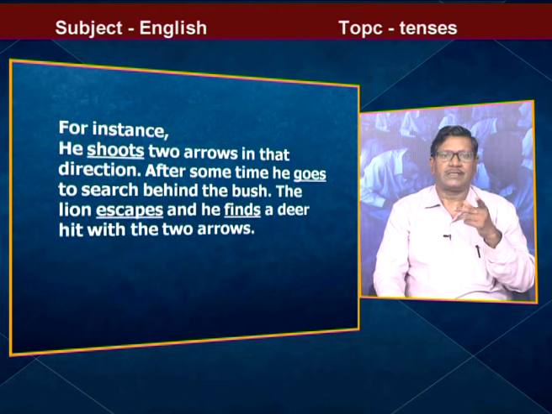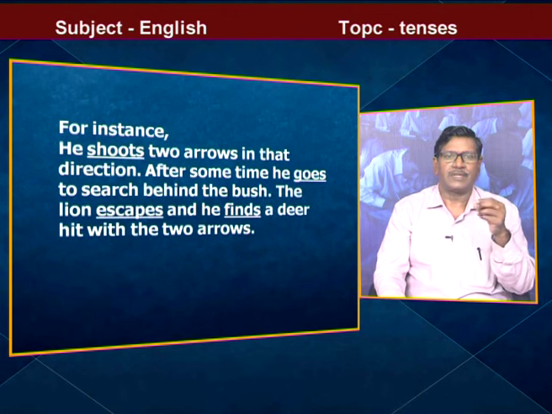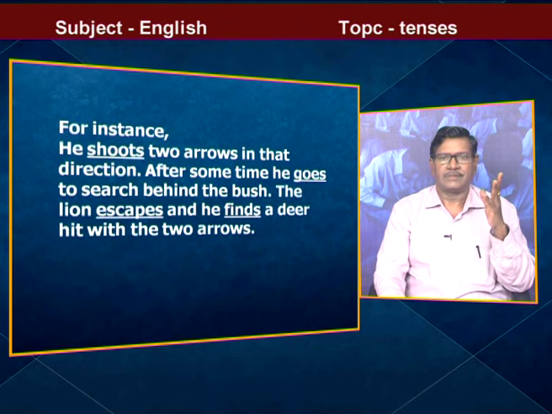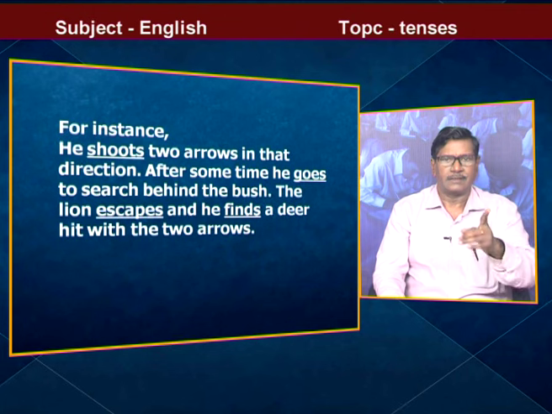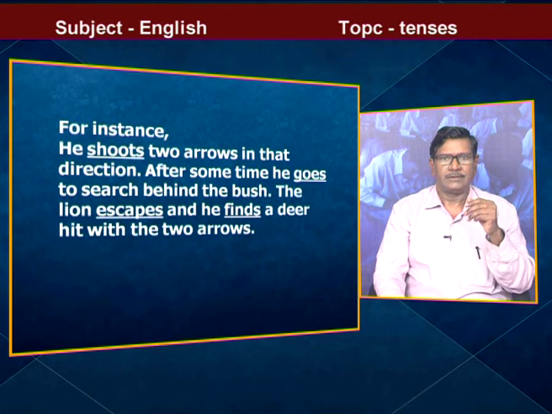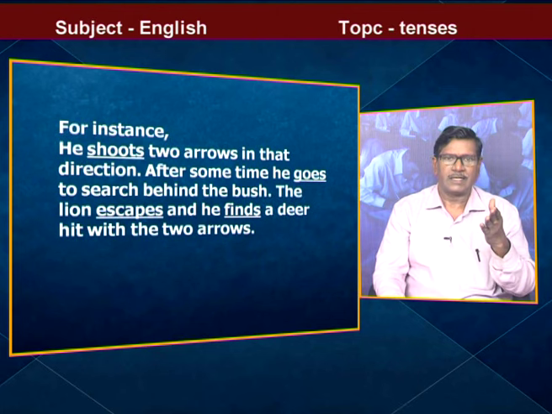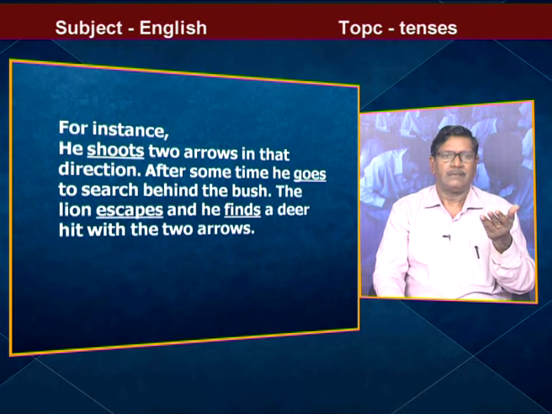He shoots two arrows in that direction. After some time, he goes to search behind the bush. The lion escapes and he finds a deer hit with two arrows. Because he tried to shoot, he shot two arrows in the direction where he noticed a roaring lion. He listened to the sound of a roaring lion, and in that direction he shot two arrows. But when he goes there to search behind the bush, the lion escapes and he finds only a deer hit with two arrows.